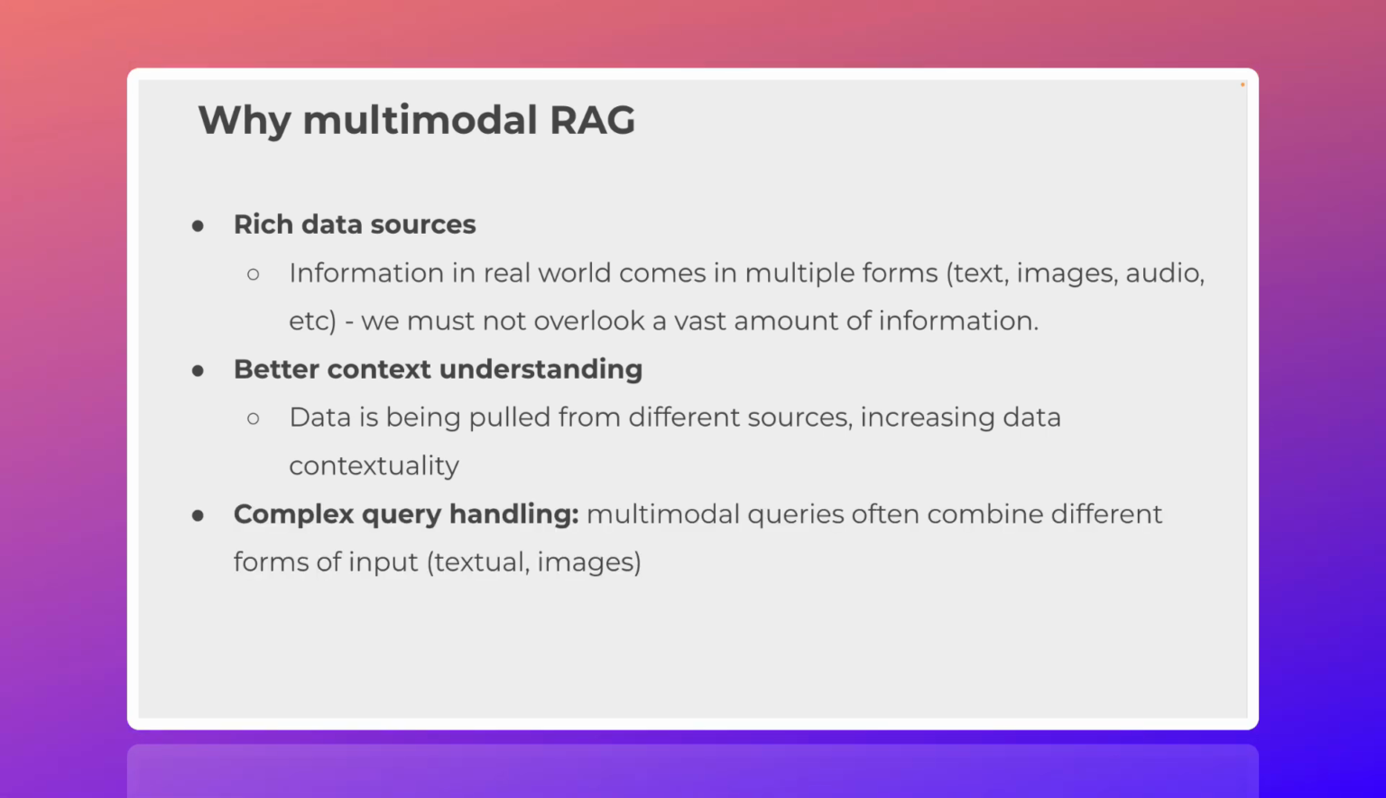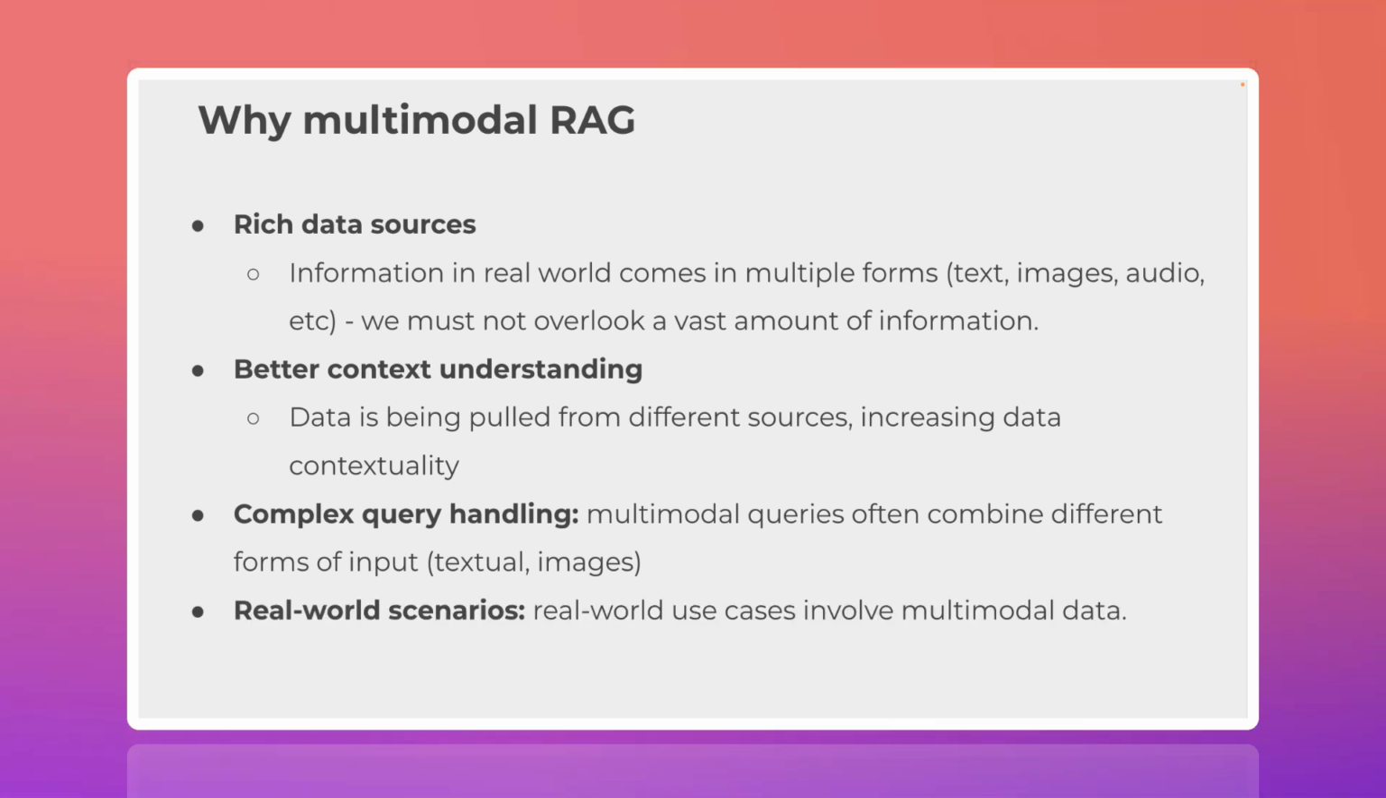Also, we have complex query handling, because multimodal queries often combine different forms of input. A user might search, for instance, for AI in healthcare, while also uploading a relevant medical image. So multimodal RAG can integrate both text and image data to then provide more accurate and richer results.